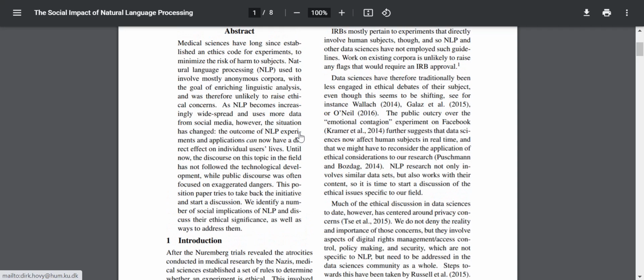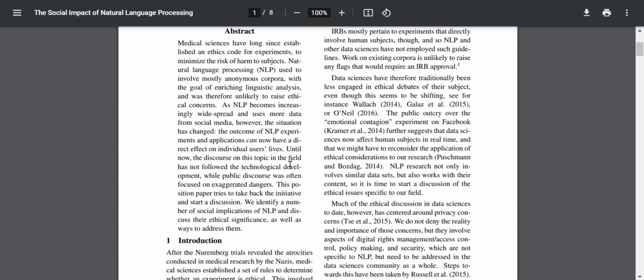Alright, so let's have a look at the abstract. Medical sciences have long since established an ethics code for experiments to minimize the risk of harms to subject. NLP used to involve mostly anonymous corpora with the goal of enriching linguistic analysis and was therefore unlikely to raise ethical concerns. As NLP becomes increasingly widespread and uses more data from social media, however, the situation has changed. The outcome of NLP experiments and applications can now have a direct effect on individual users' life.